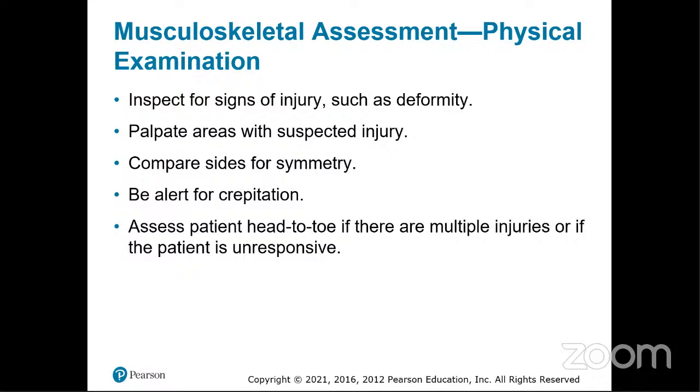Palpate areas with suspected injury, but it's the same thing. A lot of the time you palpate that last versus first, just because we don't want to cause any more pain. Or compare sides for symmetry, especially when we start dealing with suspected fractures to the lower legs. The first sign that you'll see a complete femur fracture is whichever leg is broken, it's going to be 1 to 2 inches shorter and twisted out. Same with an arm.